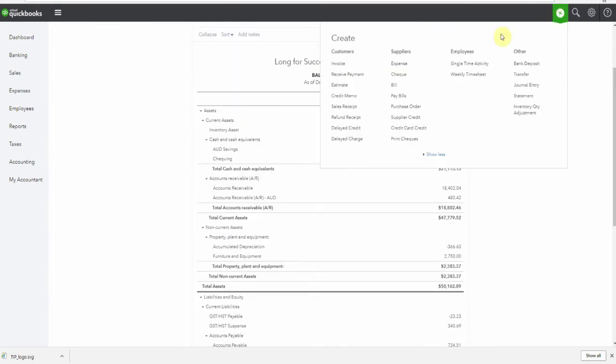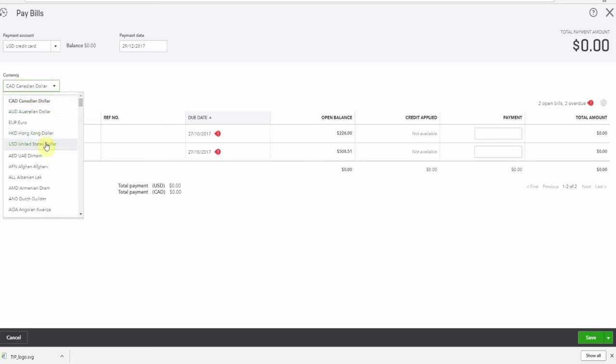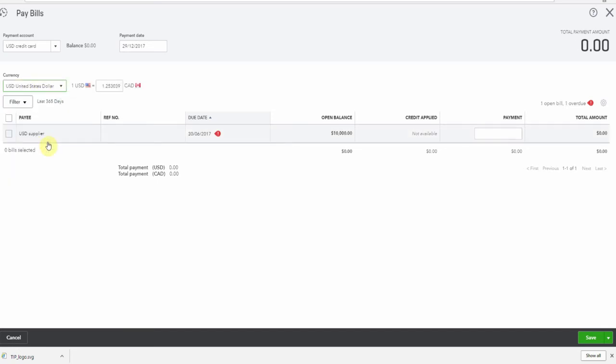Now let's pay the supplier many months later. Not necessarily a good practice, but we want to see how the rate change impacts our reporting. Under Pay Bills, we must select the currency of the bills we're paying. In this case, US dollars. Our US dollar supplier is right here. Now we're going to pay them on November 30th, and the exchange rate has changed.